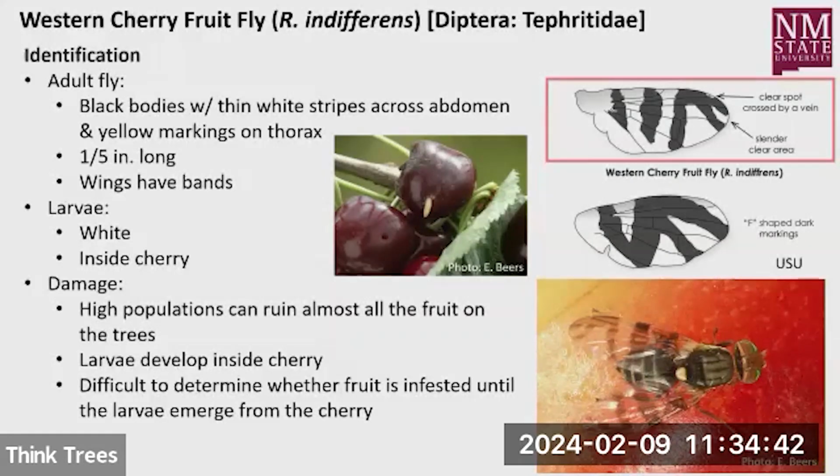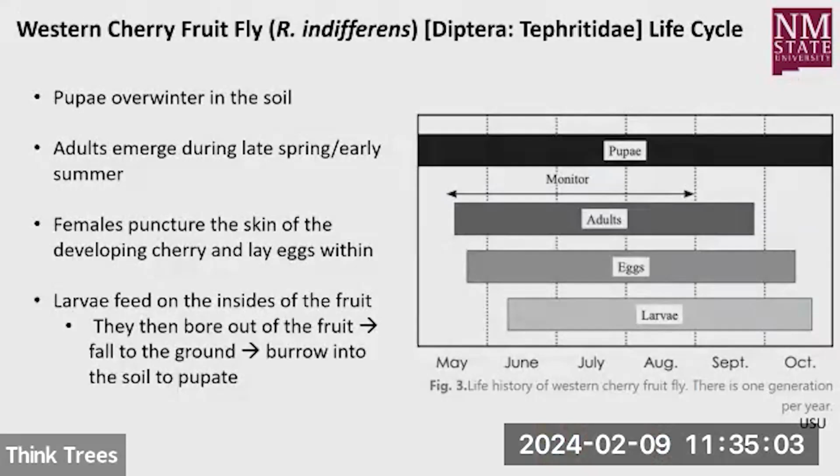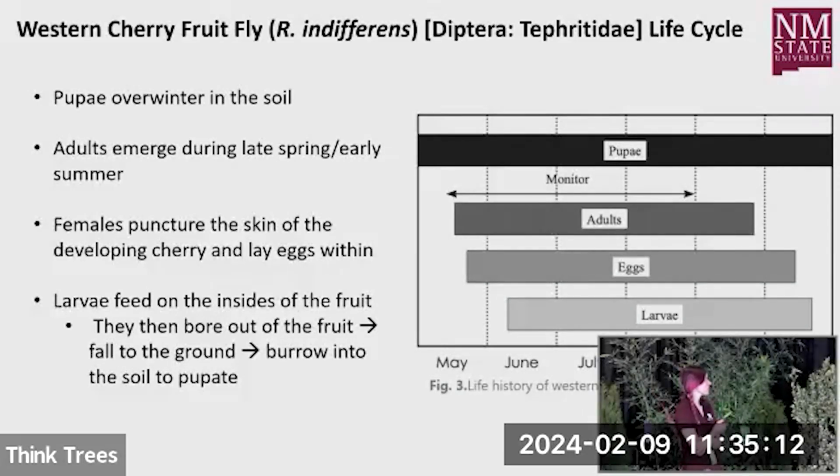And there are some flies that look superficially similar, but these guys have very distinctive wing venation and wing markings. So this is kind of what they look like here. They have this white, it's a little different from this, but that can help with identification. So the pupae overwinter in the soil. The adults emerge in the late spring or early summer. The females puncture the skin of the developing cherry and lay their eggs inside of those, and the larvae will feed inside of the fruit.